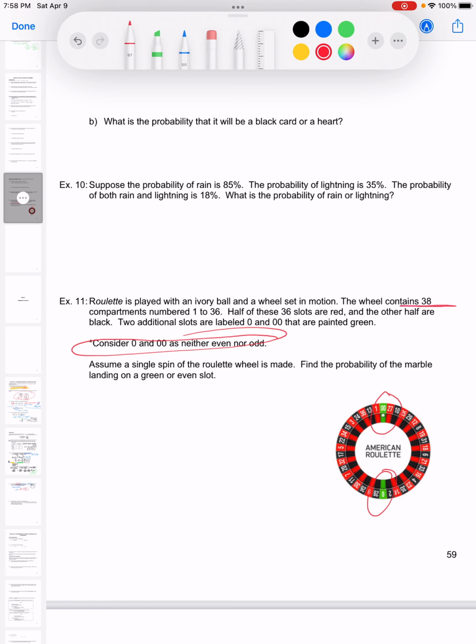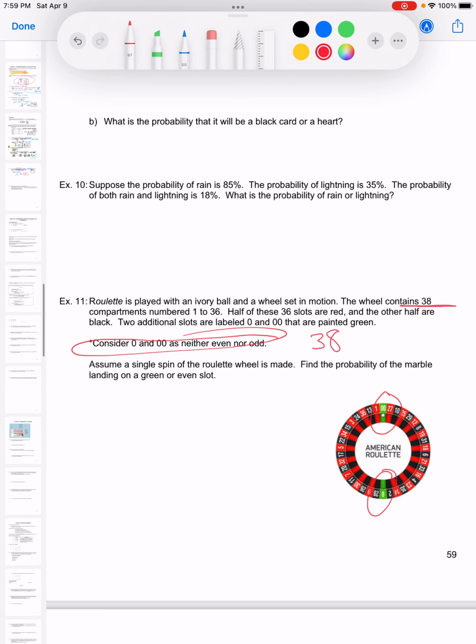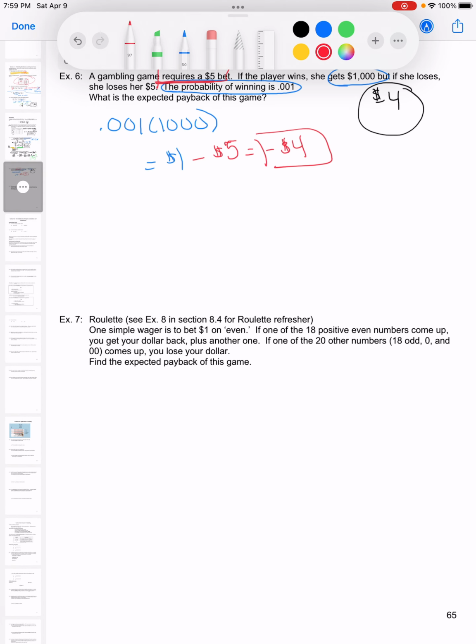There are 38 total spaces. So there are 38 total. So that means there's going to be 36 besides these two special ones, the 0 and 00. Those are the two special guys. So we're going to have that picture in our head as we come back and we'll work in this roulette. All right.